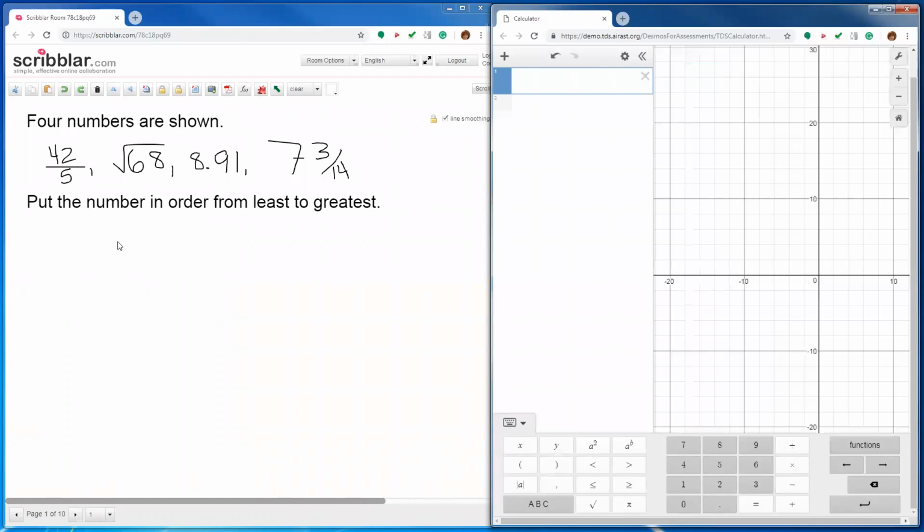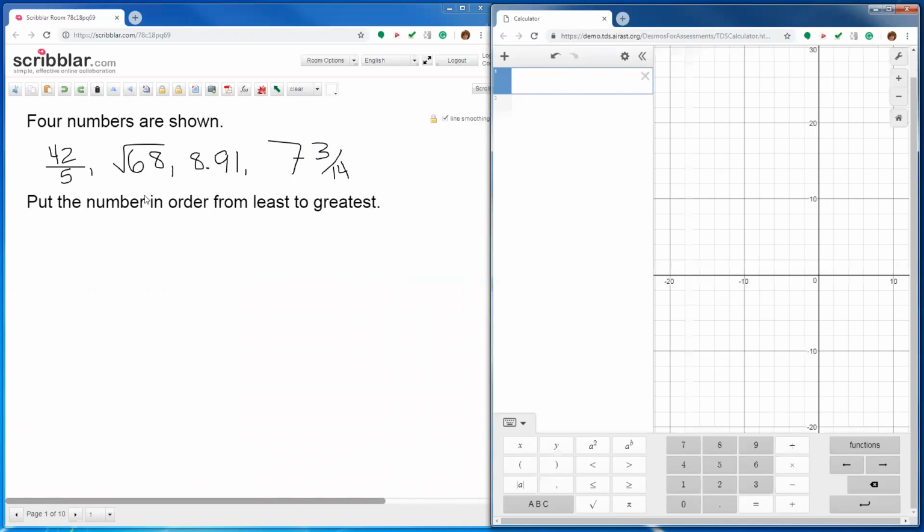So I have this problem up. 4 numbers are shown: 42/5, square root of 68, 8.91, 7 3/14, and this is a mixed number. I wrote it by hand, so it's kind of hard to see. And it says to put the numbers in order from least to greatest. And I have no clue.